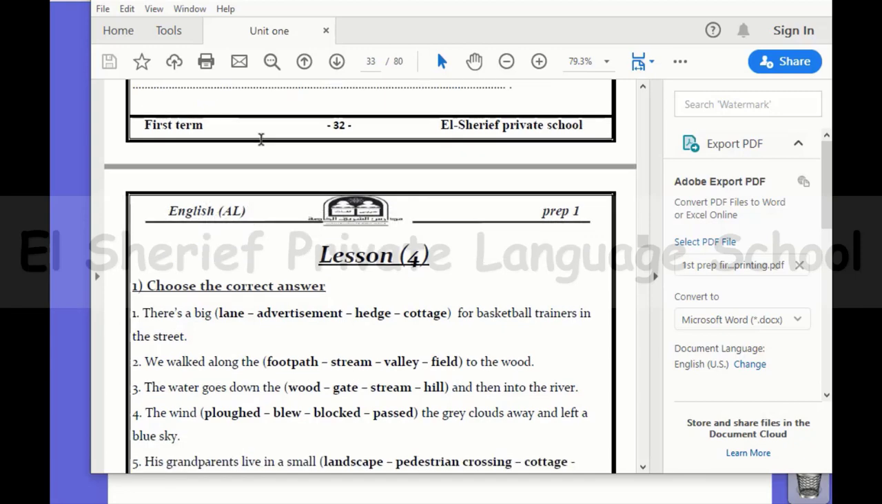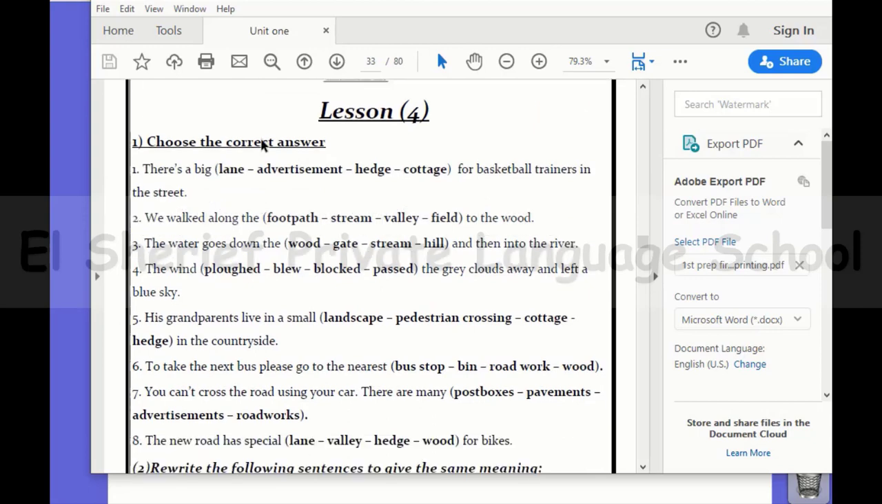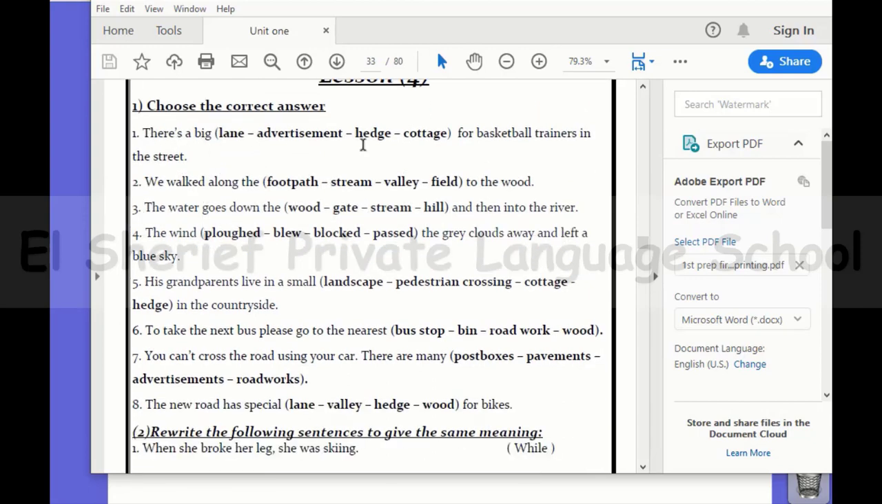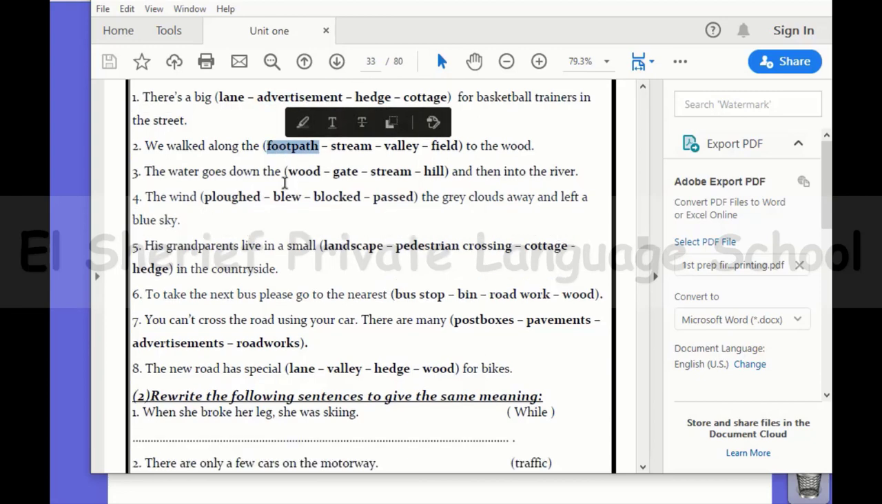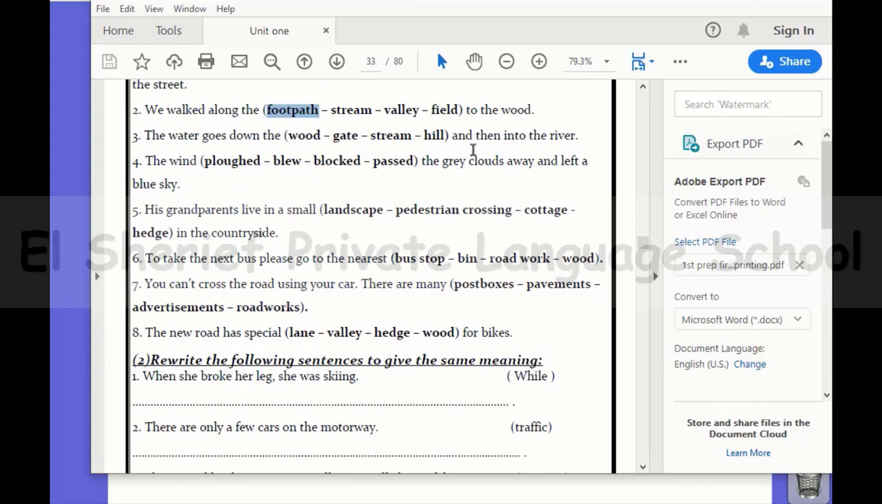So now let's do this exercise on lesson 4. Number 1. There is a peg for basketball trainers in the street. So the answer is advertisement. Number 2. We walked along there to the wood. So the answer is the footpath. Number 3. The water goes down there and then into the river. So goes down that stream. Number 4. The wind blew the grey clouds away and left a blue sky. So the answer is blue.